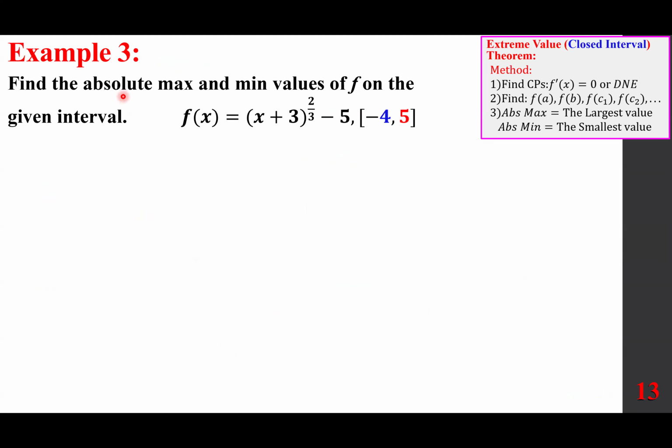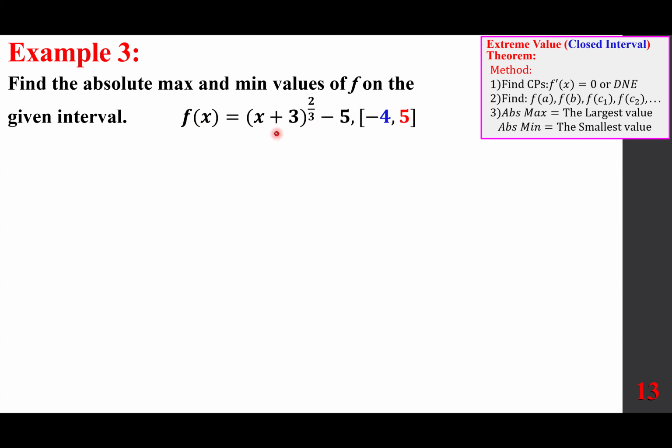Example 3, find the absolute maximum and minimum values of f on the given interval. f of x is (x plus 3) to the power of 2/3 minus 5, on the closed interval from minus 4 to 5. So to use the extreme value or the closed interval theorem, first we want to discuss the continuity. And so what type of function do we have?